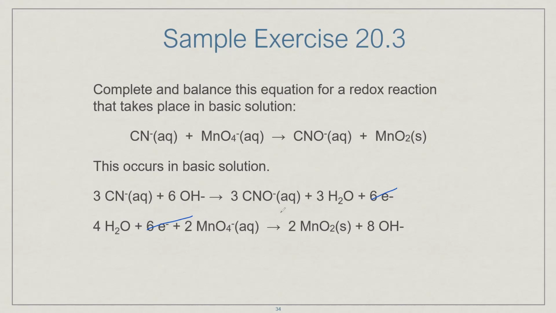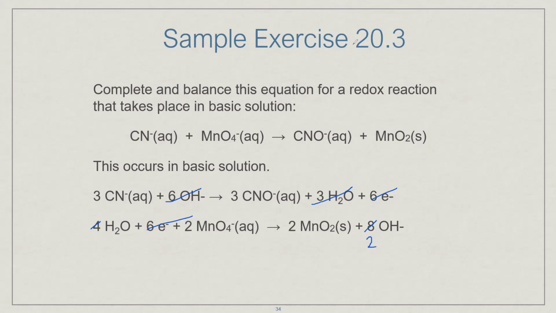But in this case, if you look, we've got 3 water on the top right, 4 water on the bottom left. So we're going to see the water cancel, but since we had an excess on the bottom left, we'll still be left with 1 of those water molecules. And then similarly with the hydroxide, we've got 6 of them on the top left. We've got 8 of them on the top right. So we're still going to have 2 of them on the right there.